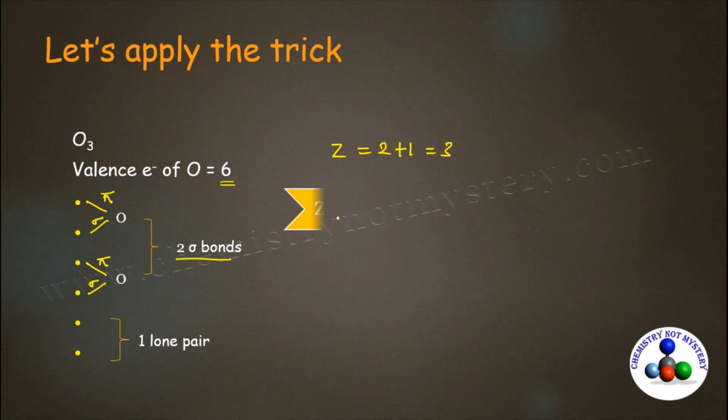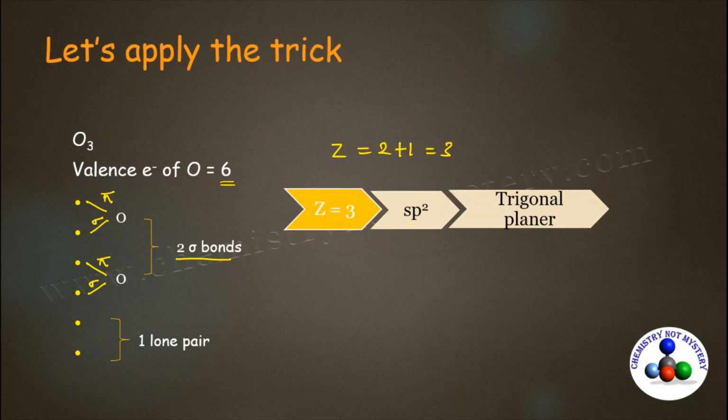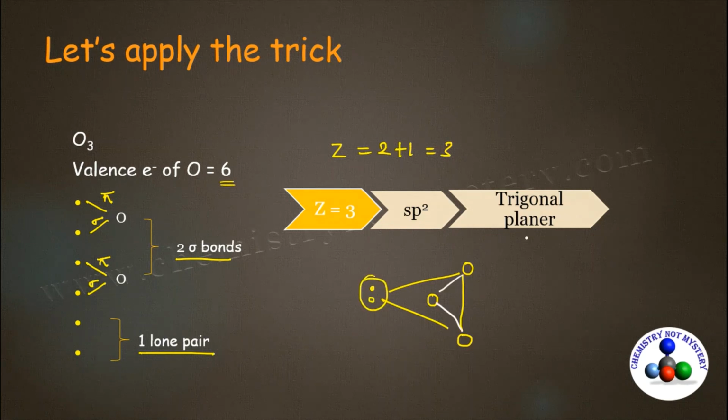For Z is equal to 3, hybridization will be sp2 and the expected geometry should be triangular planar geometry. But as one lone pair is present, if this is the triangular planar geometry, one oxygen is present at the center, another occupies one corner of the triangular planar geometry and the third oxygen will occupy the other corner. The third corner is occupied by the lone pair, but as they are invisible in the geometry, the shape of O3 will be bent.